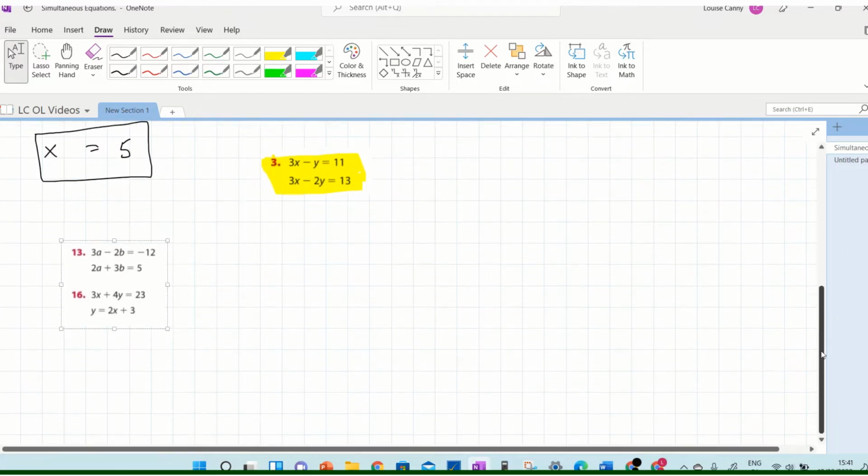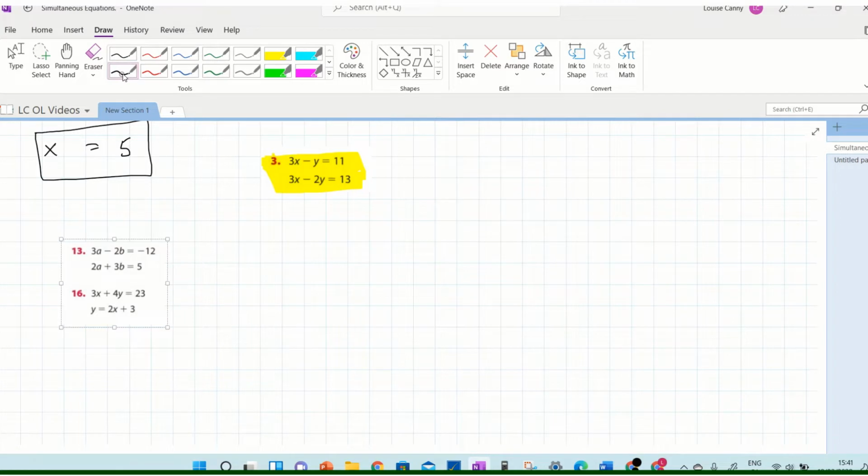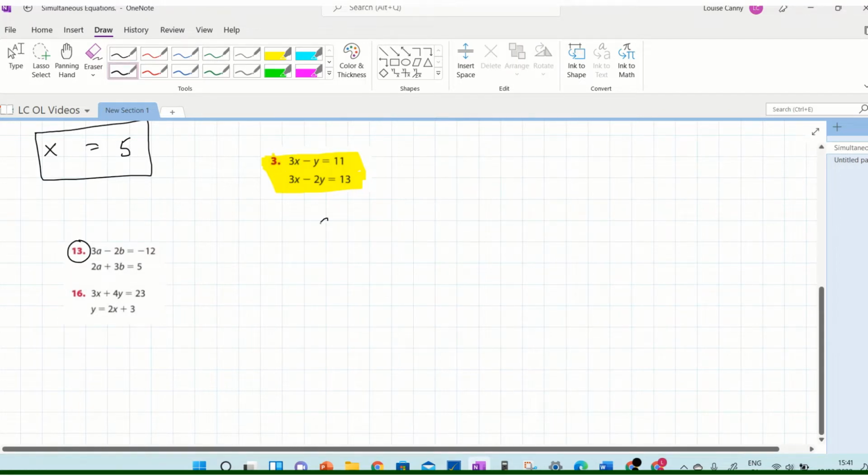Okay, so now I have question 13 here, where I have 3a minus 2b is equal to -12, and 2a plus 3b is equal to 5. So as per my previous video, what I want to do is be able to eliminate one of my variables, because I can't solve an equation when there are 2 variables in the equation. So to do that, I need to be able to cancel out either the a's or the b's.